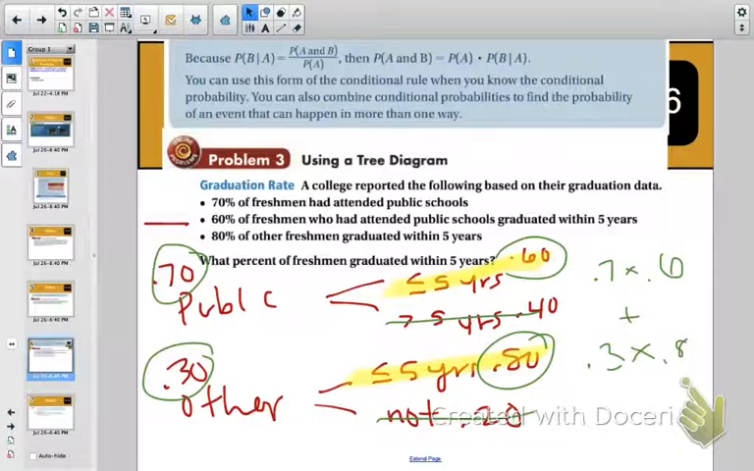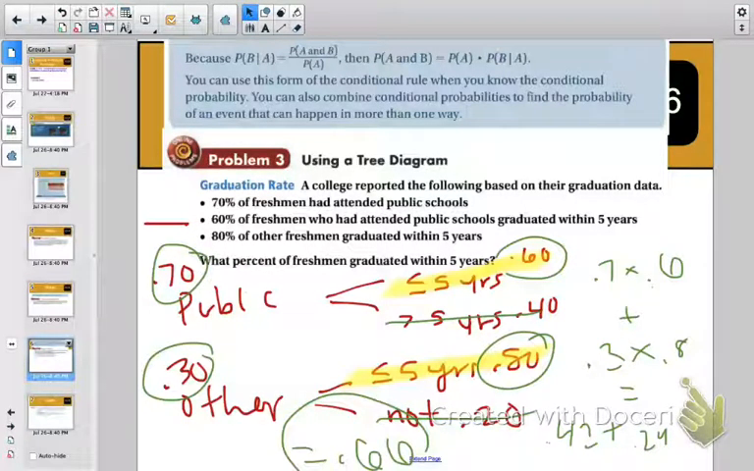So that gives us 0.42 plus 0.24, which is 0.66. So again, I think I paused it somewhere by accident, but anyway, you're just going to multiply the 0.7 here with the 0.6 here, the 0.3 here with the 0.8 here, and then add those together, because those are your two options. Okay, and it comes out to be 0.66, so about 66% graduated within 5 years.